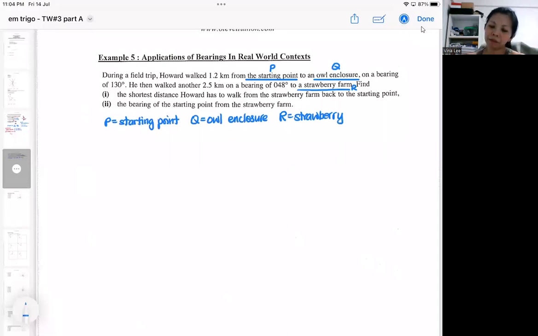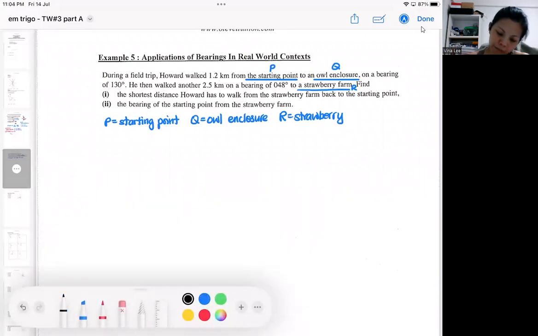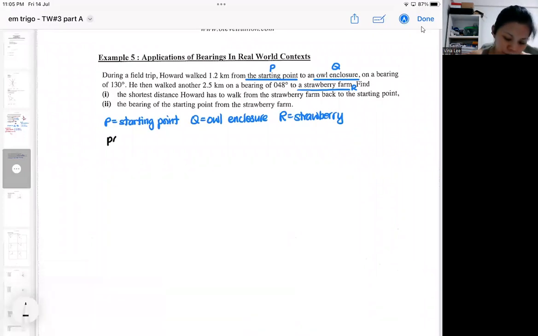I'm going to simplify the information. So how do I simplify? So for example here, he walked 1.2 from P to Q. So the first information will be PQ is actually 1.2 kilometers.